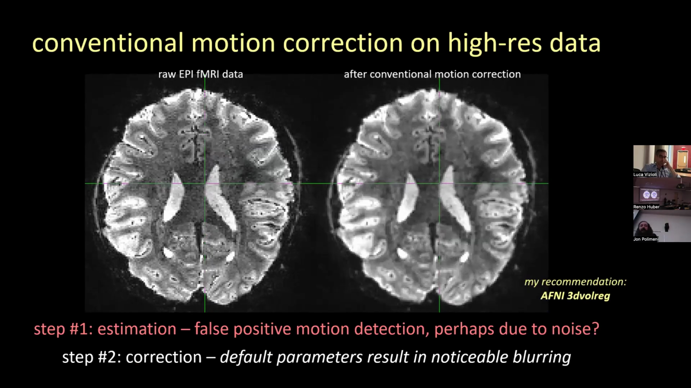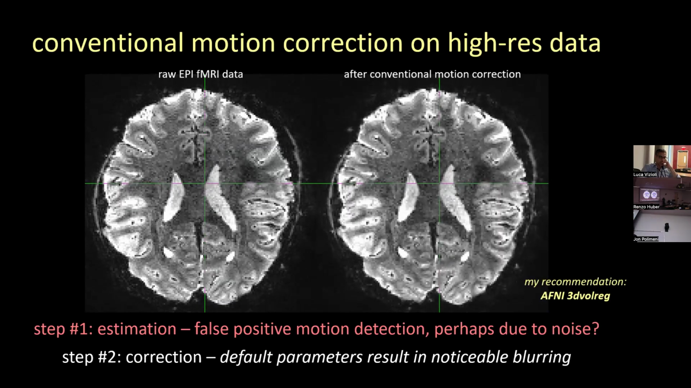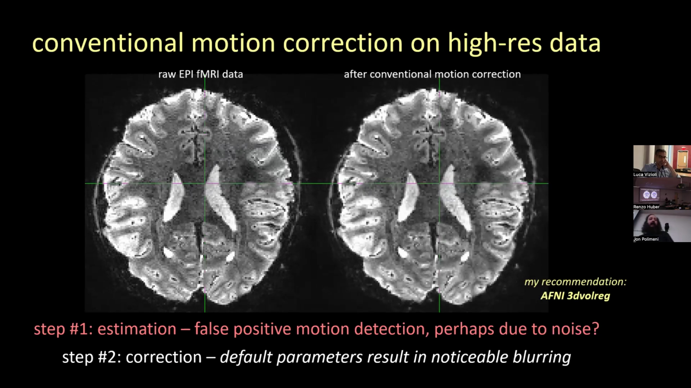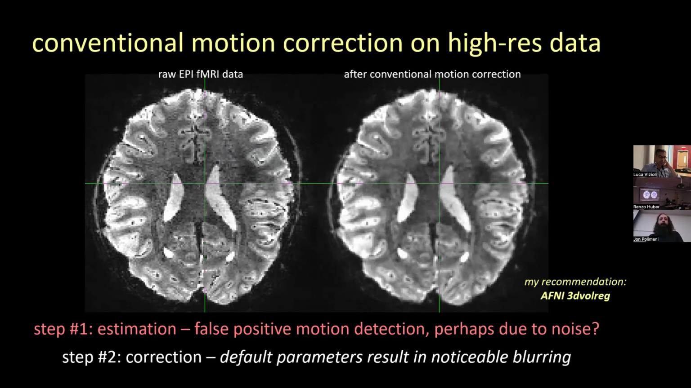My recommendation is to use AFNI. I think it does a good job in terms of both estimation and correction. But again, the point here is, you can't necessarily use the same workflows that you use for conventional fMRI data, especially in these cases where we're really trying to preserve spatial accuracy and resolution.